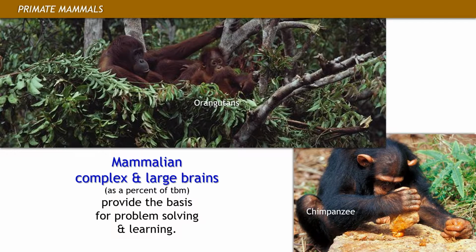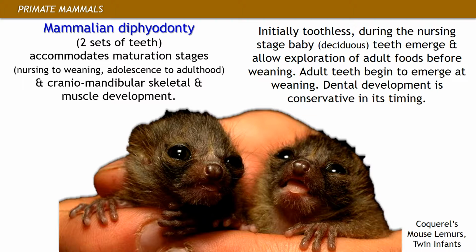Mammalian diphyodonty, two sets of teeth. So you already understand this. If you think back to kindergarten or first grade, a lot of the pictures, the kids are missing their front teeth. You're born without teeth, and then you develop a baby set of teeth that get you through the toddler years. And then as your jaw and muscles and face develop, you will replace your baby teeth with adult teeth.